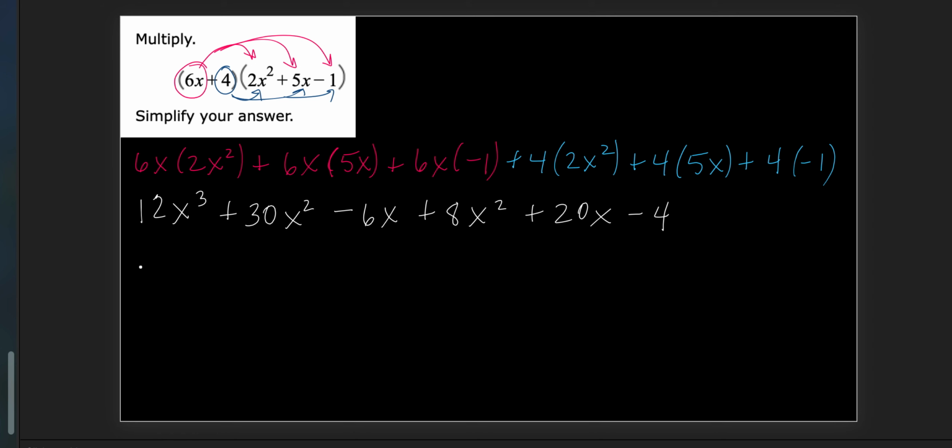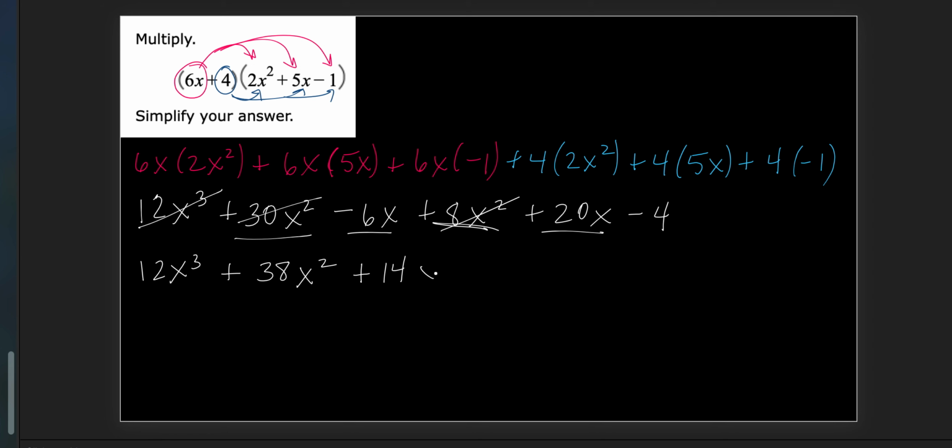So I'm looking for like terms, and again, the x to the third term is by itself. And then we have a couple x squared terms here. 30x squared plus 8x squared is 38x squared. And then we have negative 6x plus 20x, so that's plus 14x. And then the minus 4.